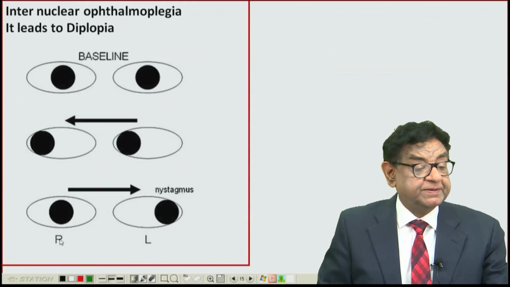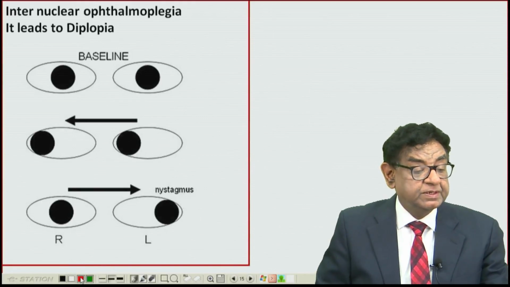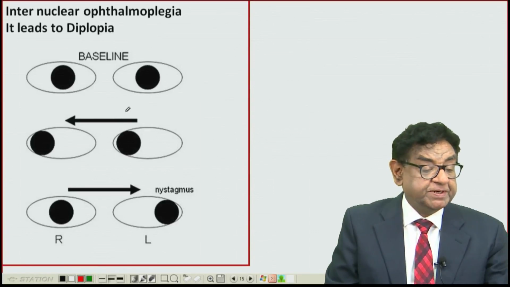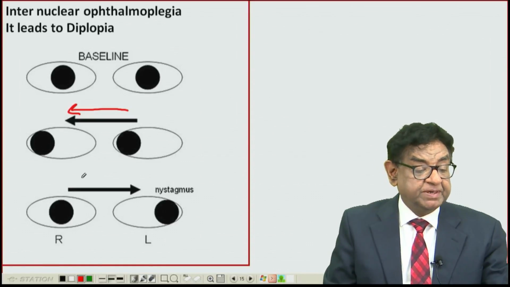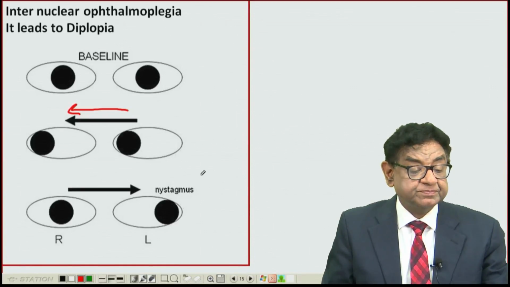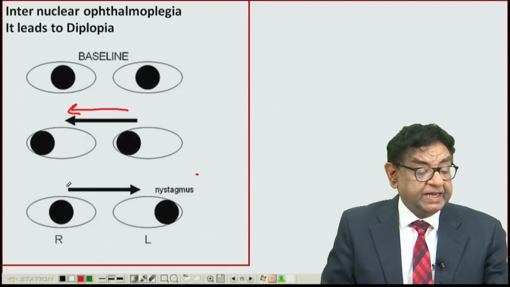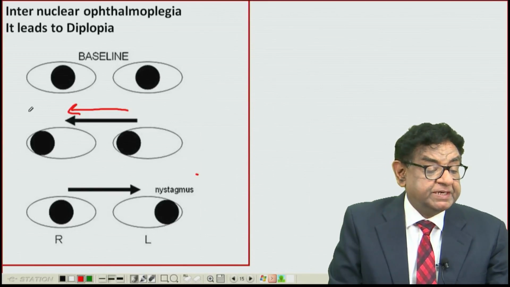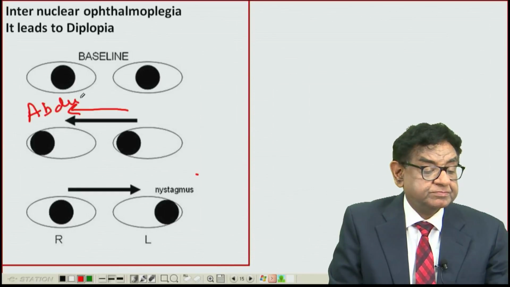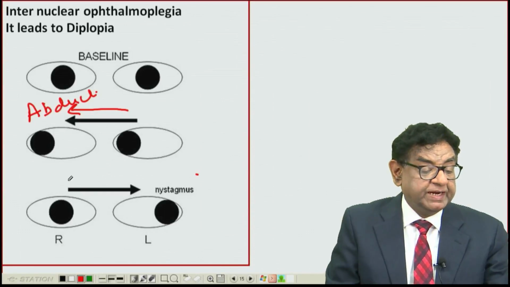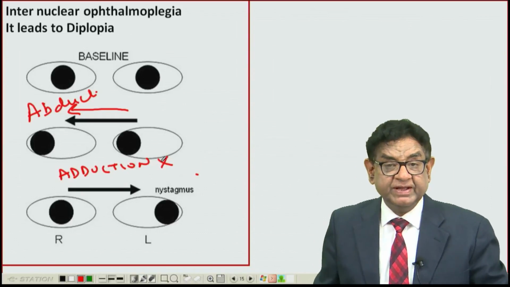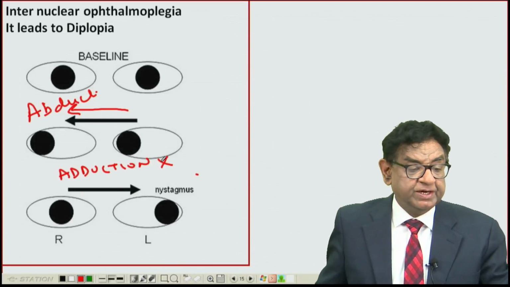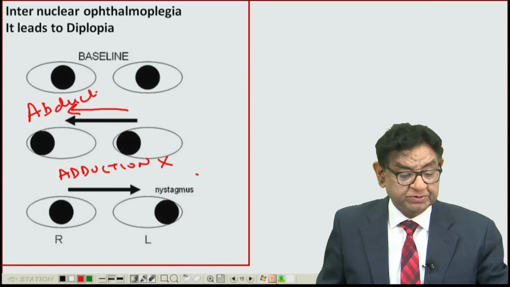So here we can see, this is the baseline. You ask the patient to look at the right side, they can see, but now you ask the patient to look at the left side. This eye which is affected, abduction is possible. But you ask the patient to look at this side, adduction is not there. This is what I want to inform you regarding internuclear ophthalmoplegia. I hope you understood the basic concept.